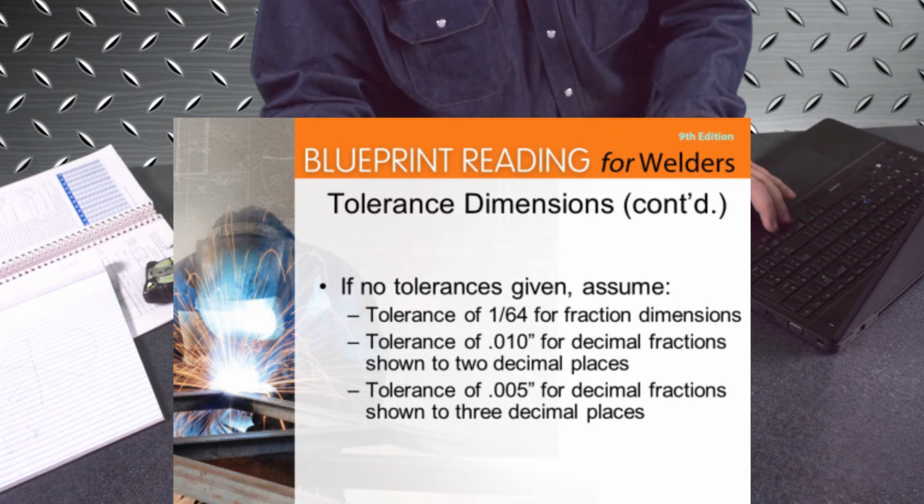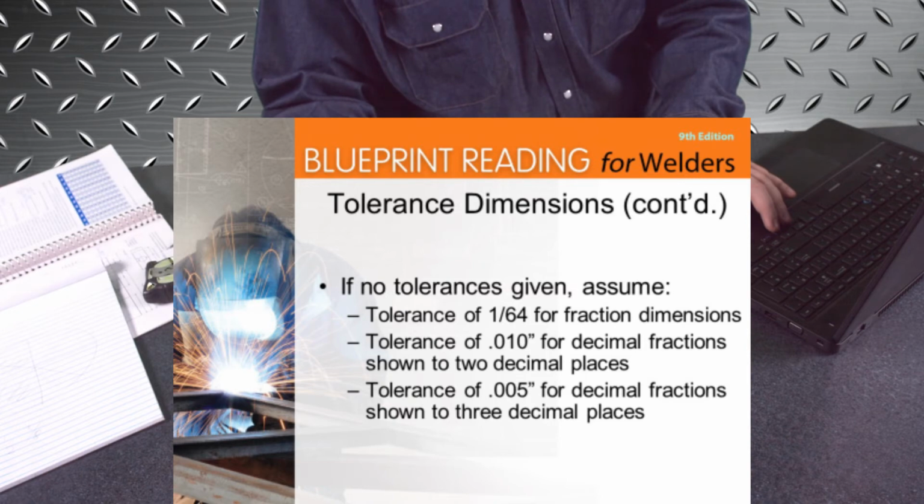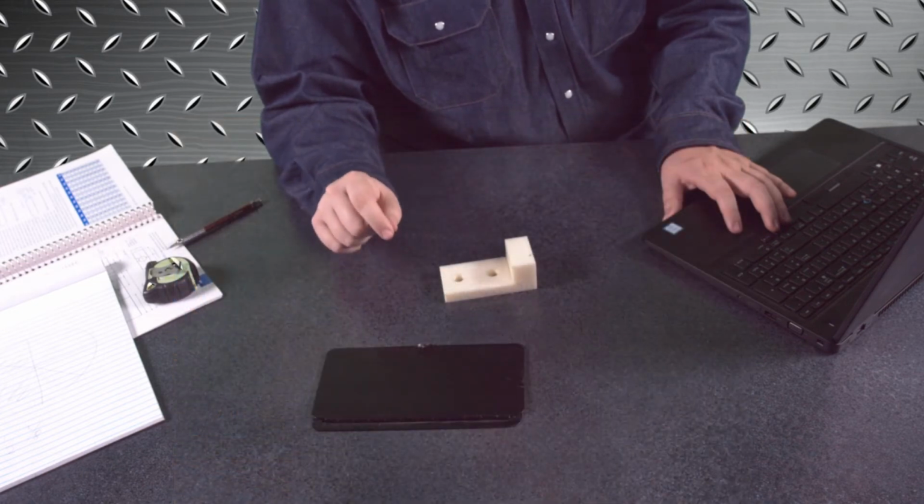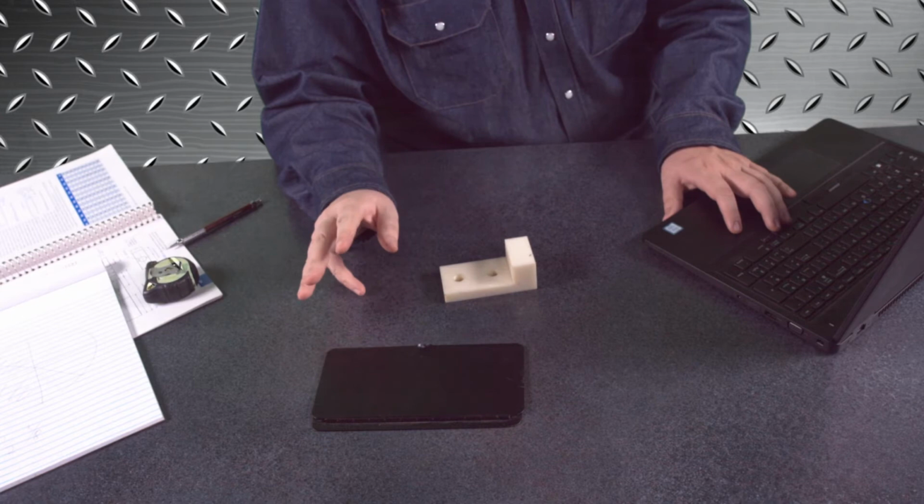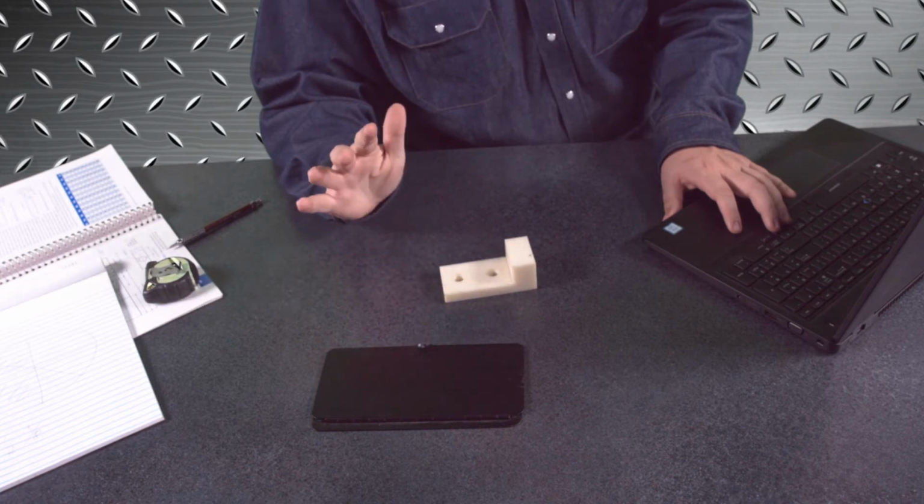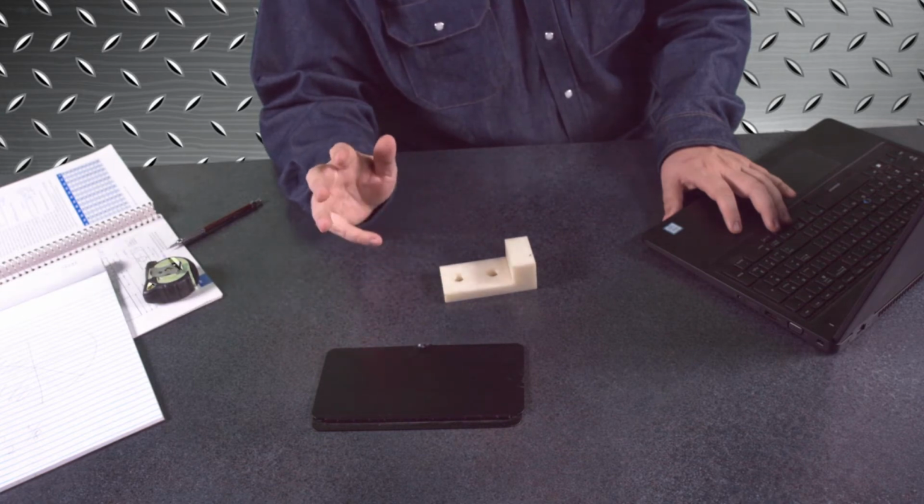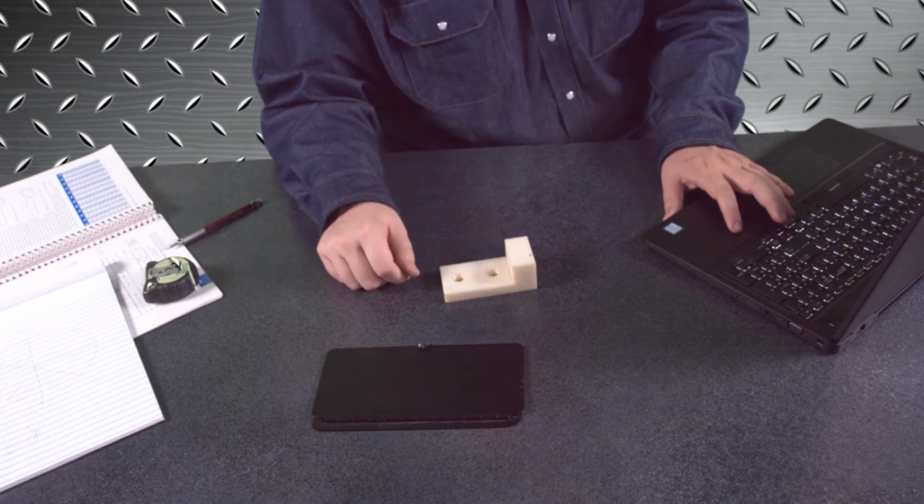If a tolerance is dimensioned for decimal fractions, you can assume 0.010 for dimensions shown to 2 decimal places, all right? So 10 thousandths of an inch. A tolerance of 0.005 for decimal fractions shown to 3 decimal places. So if they show you a decimal fraction that goes to 2 places, you can assume 10 thousandths of an inch. If they show you a decimal fraction that goes to 3 decimal places, you can assume 5 thousandths of an inch for tolerances.